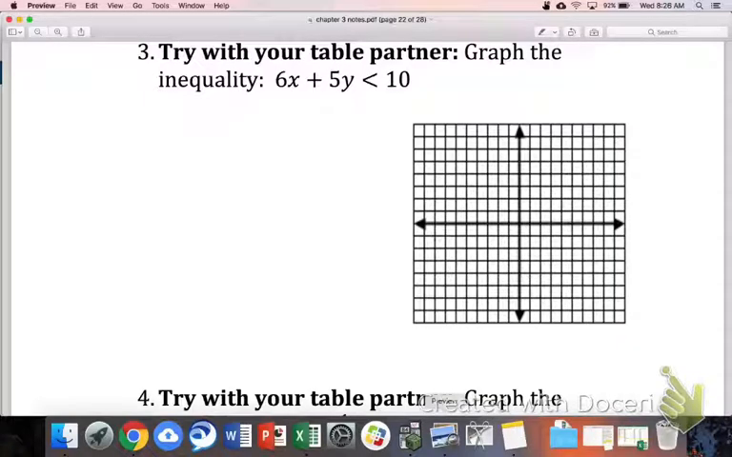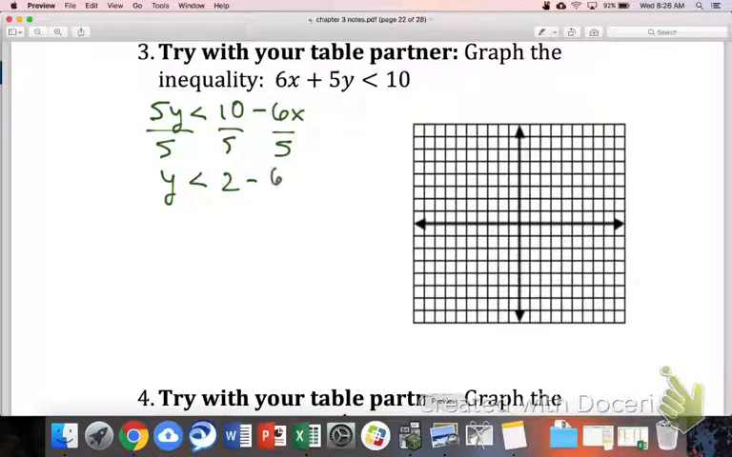Let me help you with the little twist on this one as far as what we do with this line. Did you guys use slope-intercept? Yes. Okay. Slope-intercept is fine. You could do intercepts too. Slope-intercept would look like this. You'd subtract 6x, so you'd get 5y is less than 10 minus 6x. Then you divide by 5, and you get y is less than 2 minus 6/5 x. Make sense?